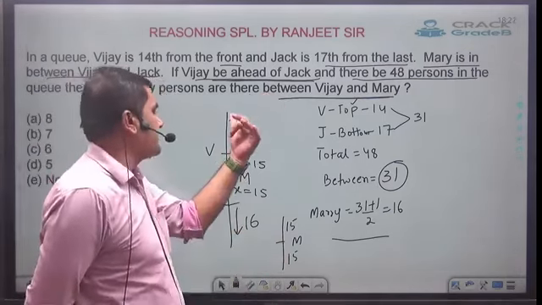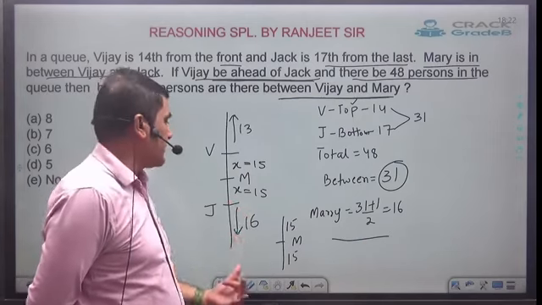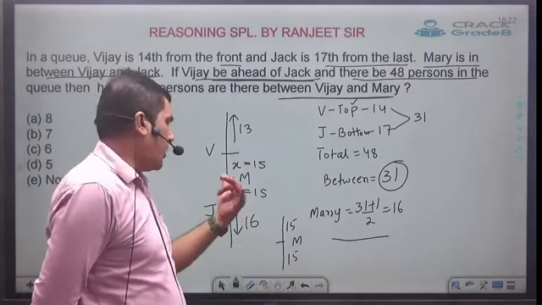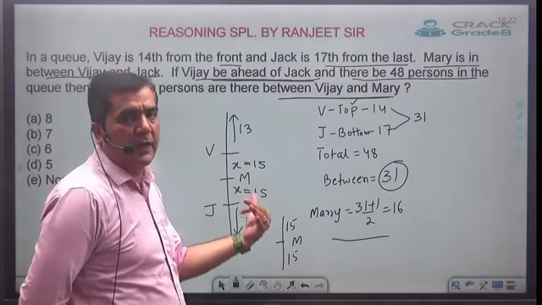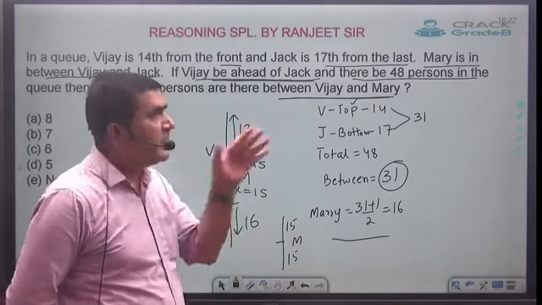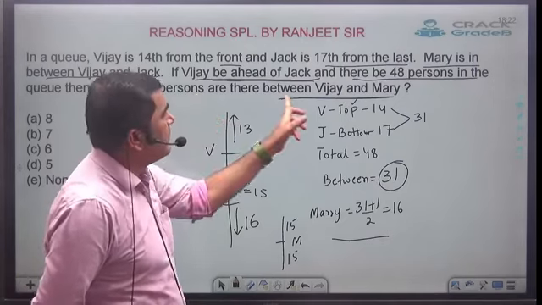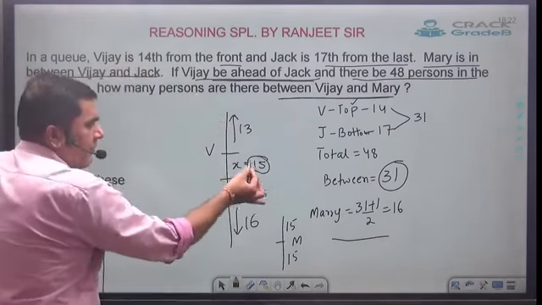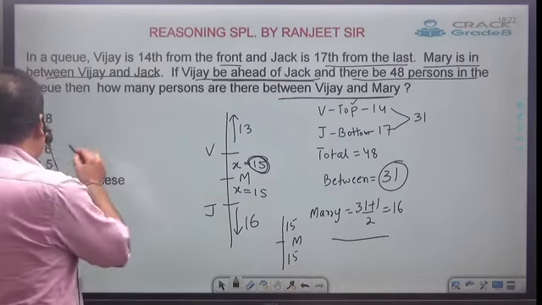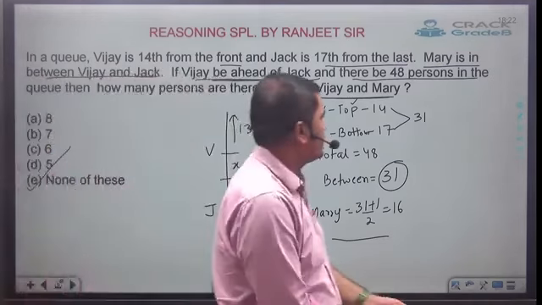Top of Vijay is 13. Bottom of Jack is 16. Mary is in the middle. So between Mary and Vijay is 15, and between Mary and Jack is 15. Everything is crystal clear now. Now the question is, how many persons are between Vijay and Mary? So I can see there are 15 persons between Vijay and Mary. The answer should be none of these.